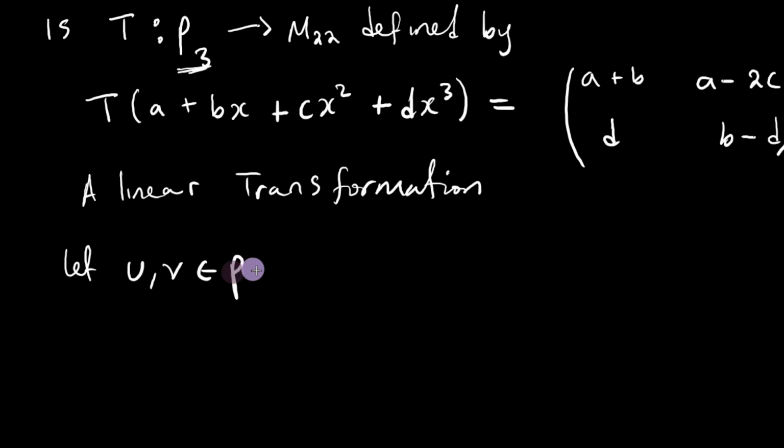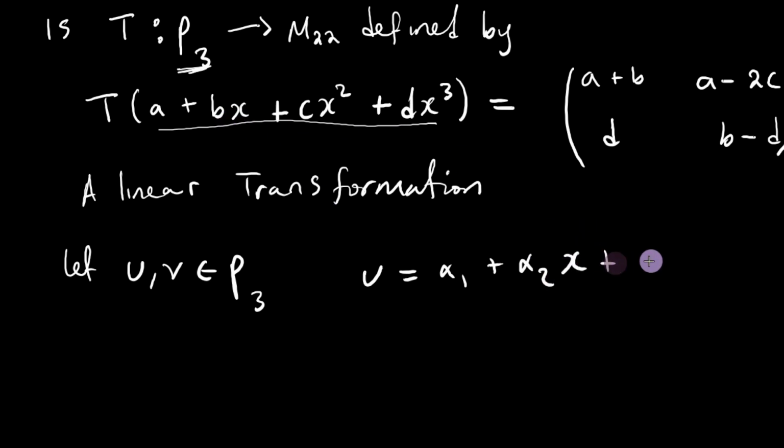In this case, they will be elements of P3, meaning that U will be equal to some polynomial like it has been stated here. We are following this definition here. If this was a vector, say U comma V, then U would be U comma V. But in this case, we have constants like that. So we can say alpha 1, plus alpha 2 x, plus another constant alpha 3 x squared, plus alpha 4 x to the power 3.